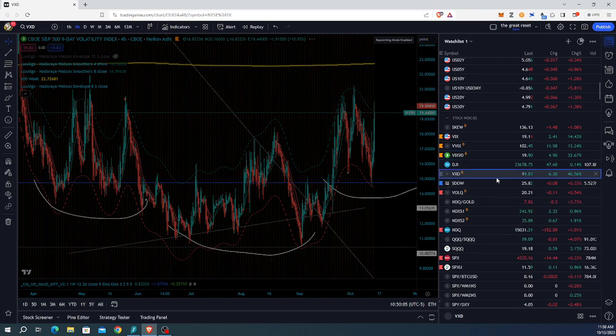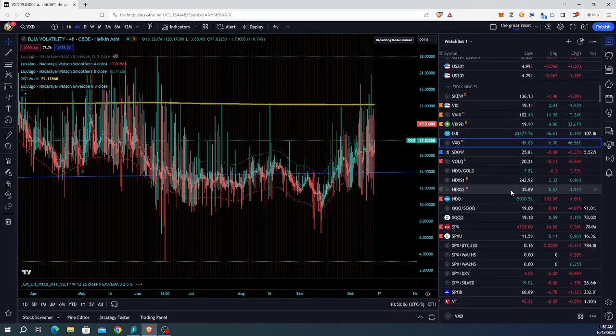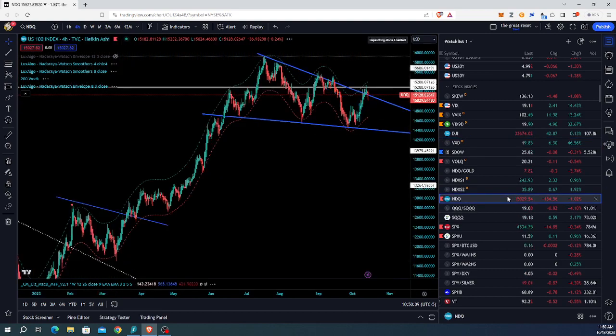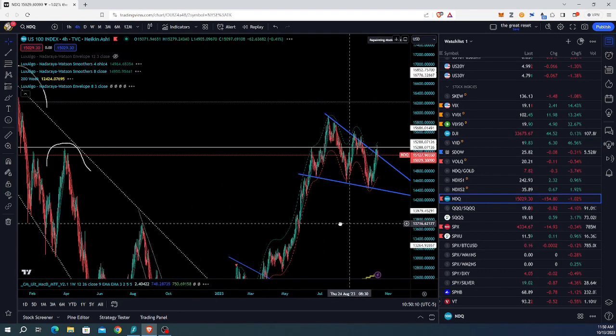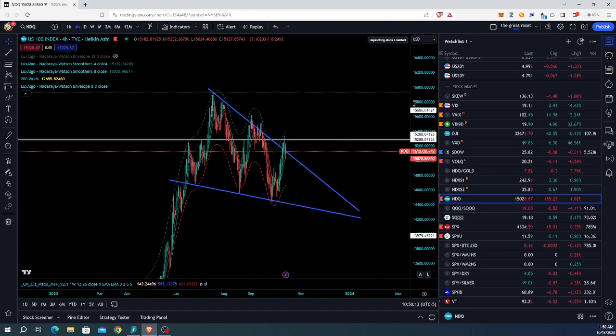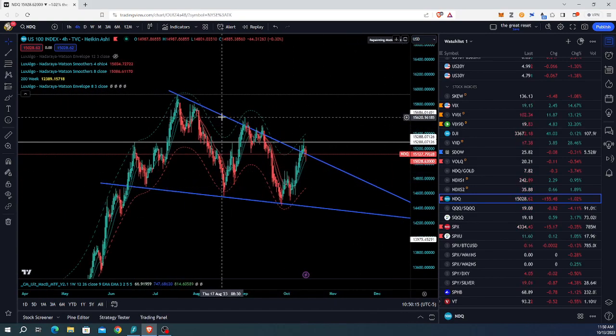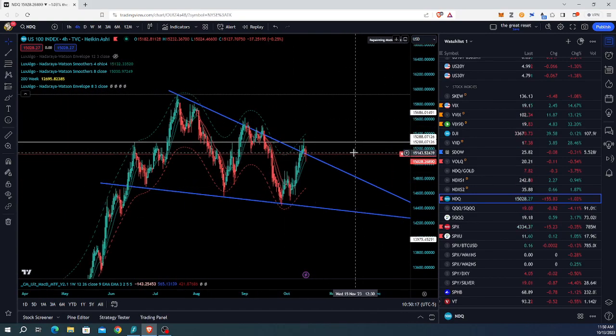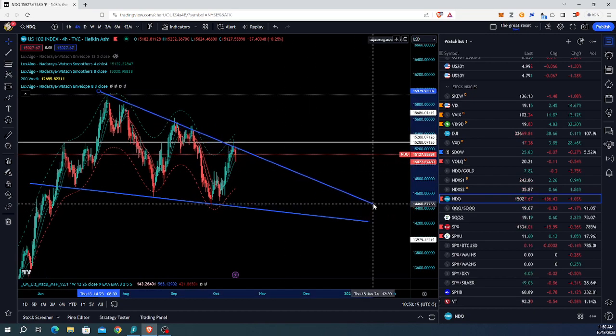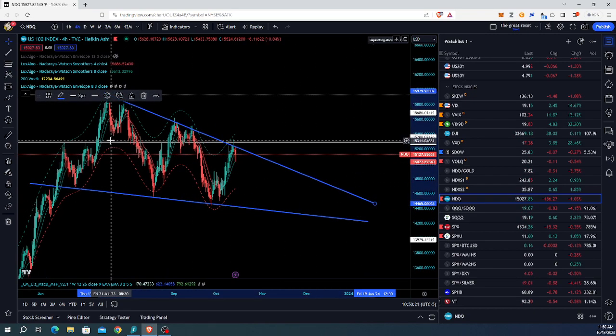Let's look at some other stuff. Okay, so here's the NASDAQ. Here's this little wedge pattern that I drew. We'll see if this ends up playing out even more.